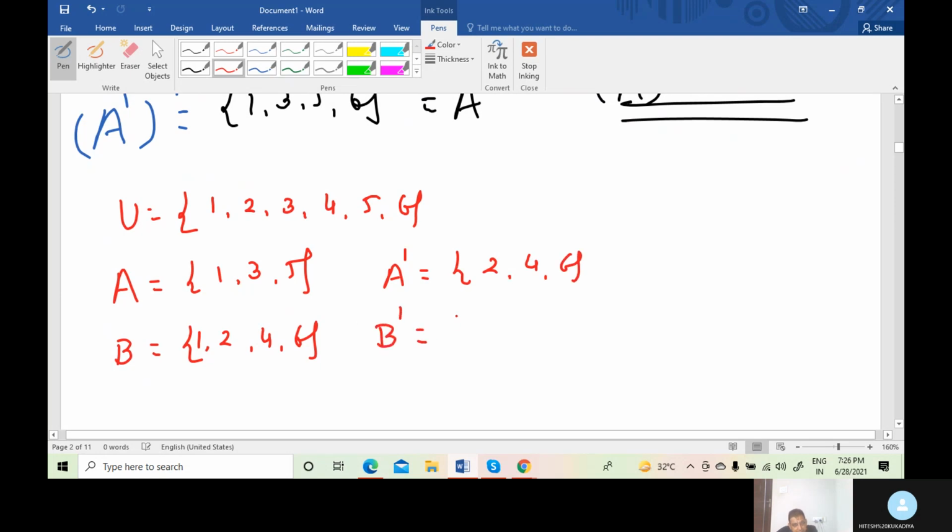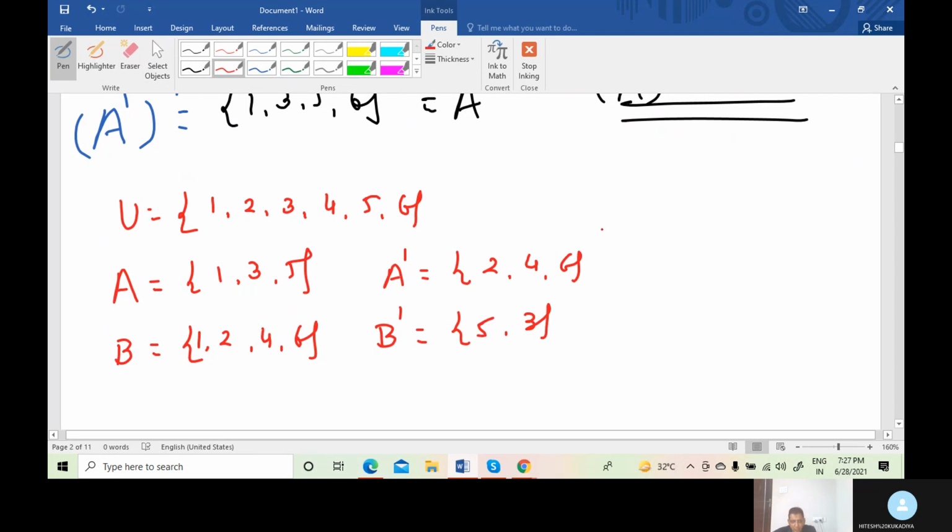Now write B dash here. 1, 2, 4, 6 cancel. So which of the elements remaining? Only 1, 3? No, sir, 3, 5, sir. Okay. So we write here 5, 3 or 3, 5.